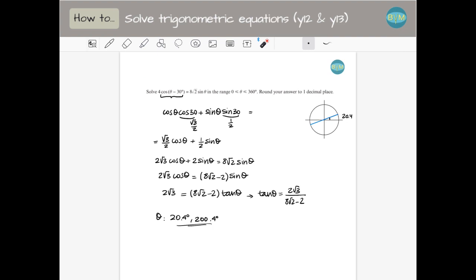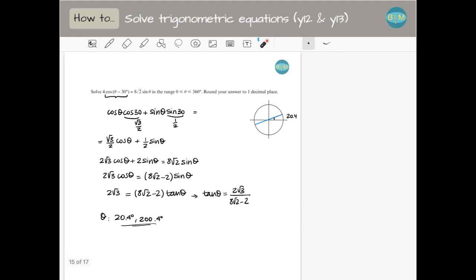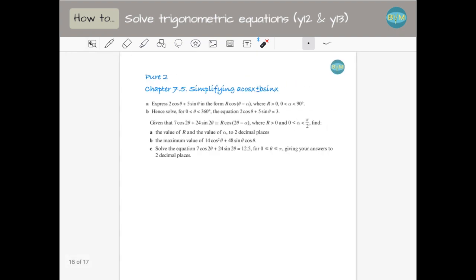That's how we use the addition or the double angle formulae when we have in the same equation an angle with addition and an angle without. We would need to do the same every time.